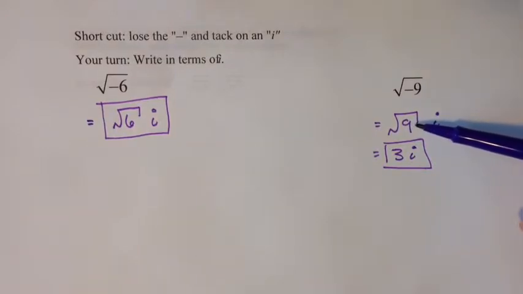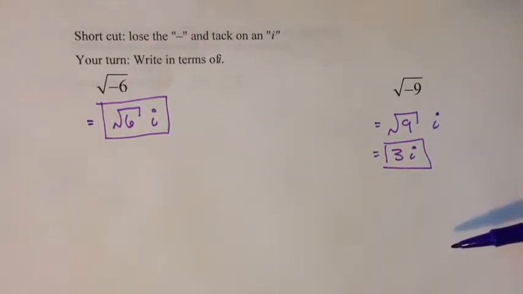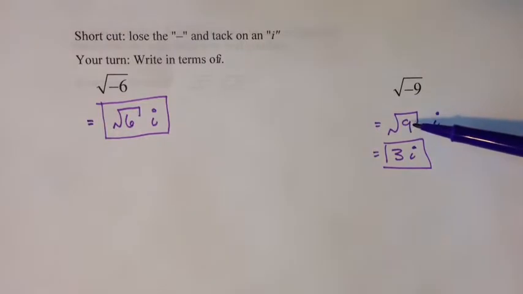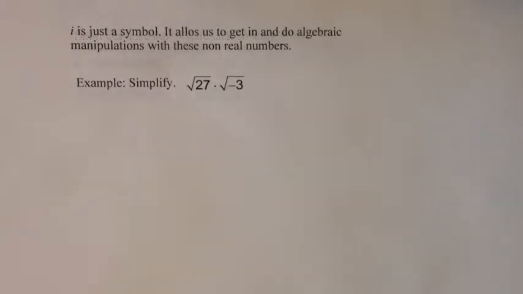Then I look back at my square root and ask, is the square root of 9 anything nice? And sure enough, the square root of 9 is the nice number 3, so we'll rewrite this as 3i. The thing to remember about that i is that it's really just a symbol. It allows us to get in and do algebraic manipulations with these non-real numbers.